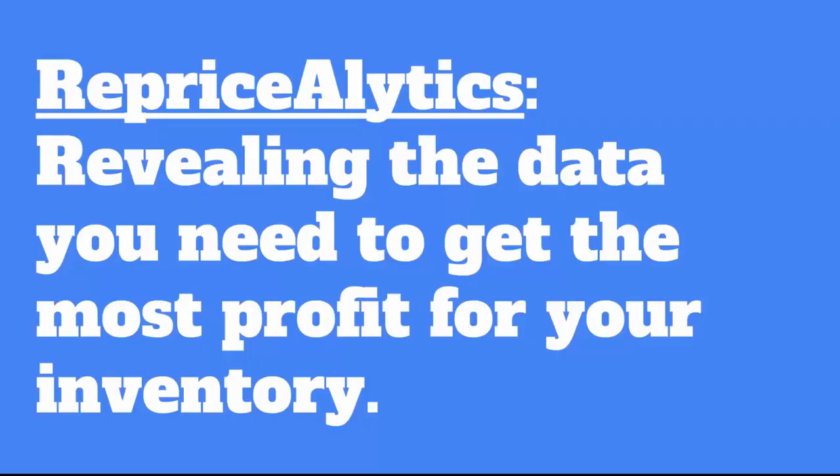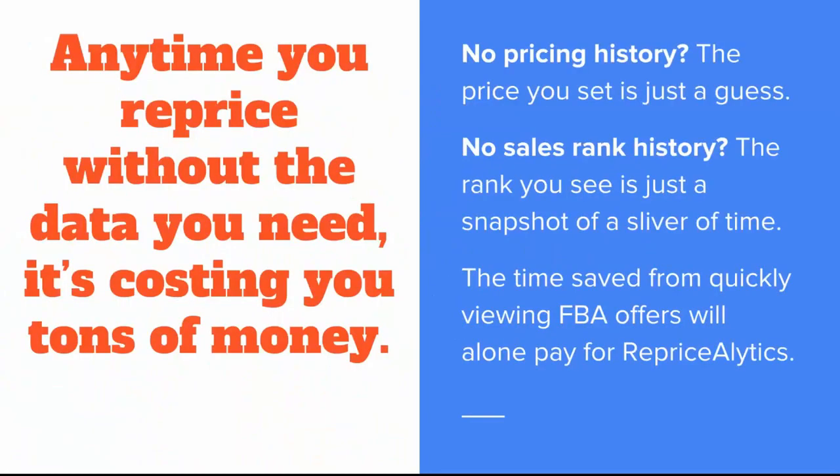So this is it, RepriceAlytics, revealing the data that you need to get the most profit for your inventory. Anytime that you reprice without all the data that you need to make an intelligent repricing decision, it is costing you a ton of money. So if you can't see pricing history, then the price you're setting is really just a guess. And if you can't see sales rank history, the rank you see is just a snapshot in time, and the price you make based on that inaccurate data is also merely just a guess. And that's not to mention the fact that the time you will save from being able to quickly view FBA offers will alone pay for RepriceAlytics.